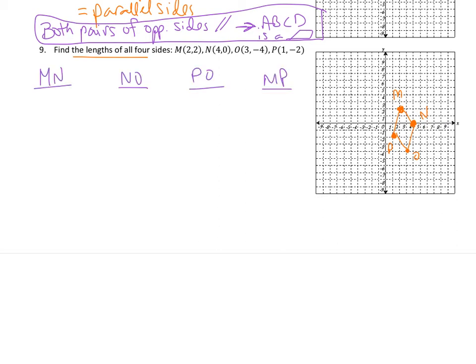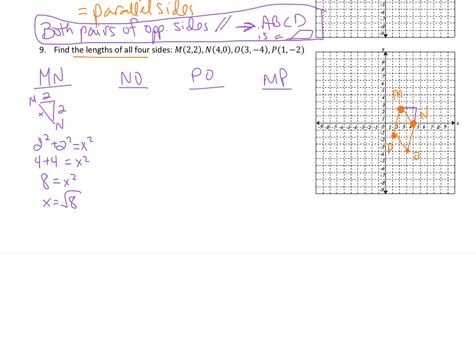For the side M to N, I'm going to make my little right triangle. And you can see that across and down, so this is my M, that's my N. And up and down I had 2. Across I have 2, so this would be 2 squared plus 2 squared equals x squared, because my x is my hypotenuse. So I get 4 plus 4 equals x squared, so 8 equals x squared. My x then is the square root of 8.